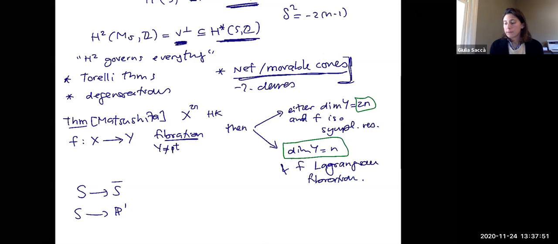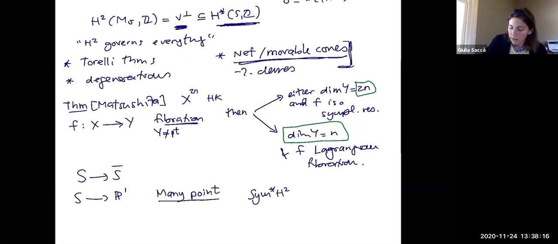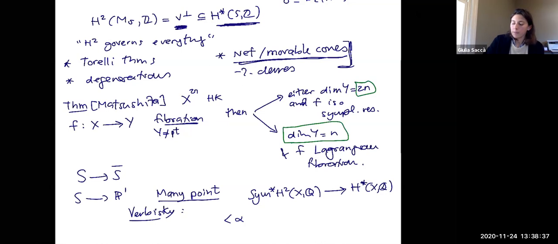I won't prove this theorem, but I mentioned the Beauville-Bogomolov form, and I just wanted to say that the main point is that if I look at the symmetric algebra over H2 of a hyperkähler, maybe with Q coefficients, and I look at its image in the whole cohomology, then the kernel is generated by the classes. This is a result of Verbitsky. It's generated by alpha to the n plus one, such that the Beauville-Bogomolov form of alpha is equal to zero.